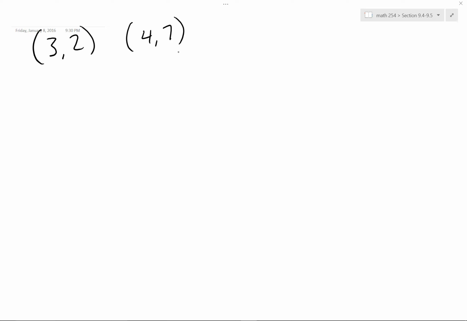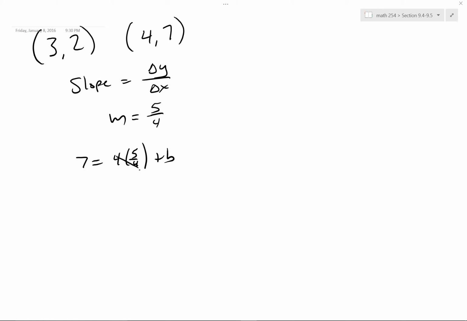And of course, you did that by finding the slope, right? Which, of course, is delta y over delta x, right? So it's 5 over 4, true? There's your slope, and that's your m, and then you just go 7 equals 4 times 5 fourths plus b, so this is 5, so that's 2, so y equals 5 fourths x plus 2. Ta-da! That's one way to do it.